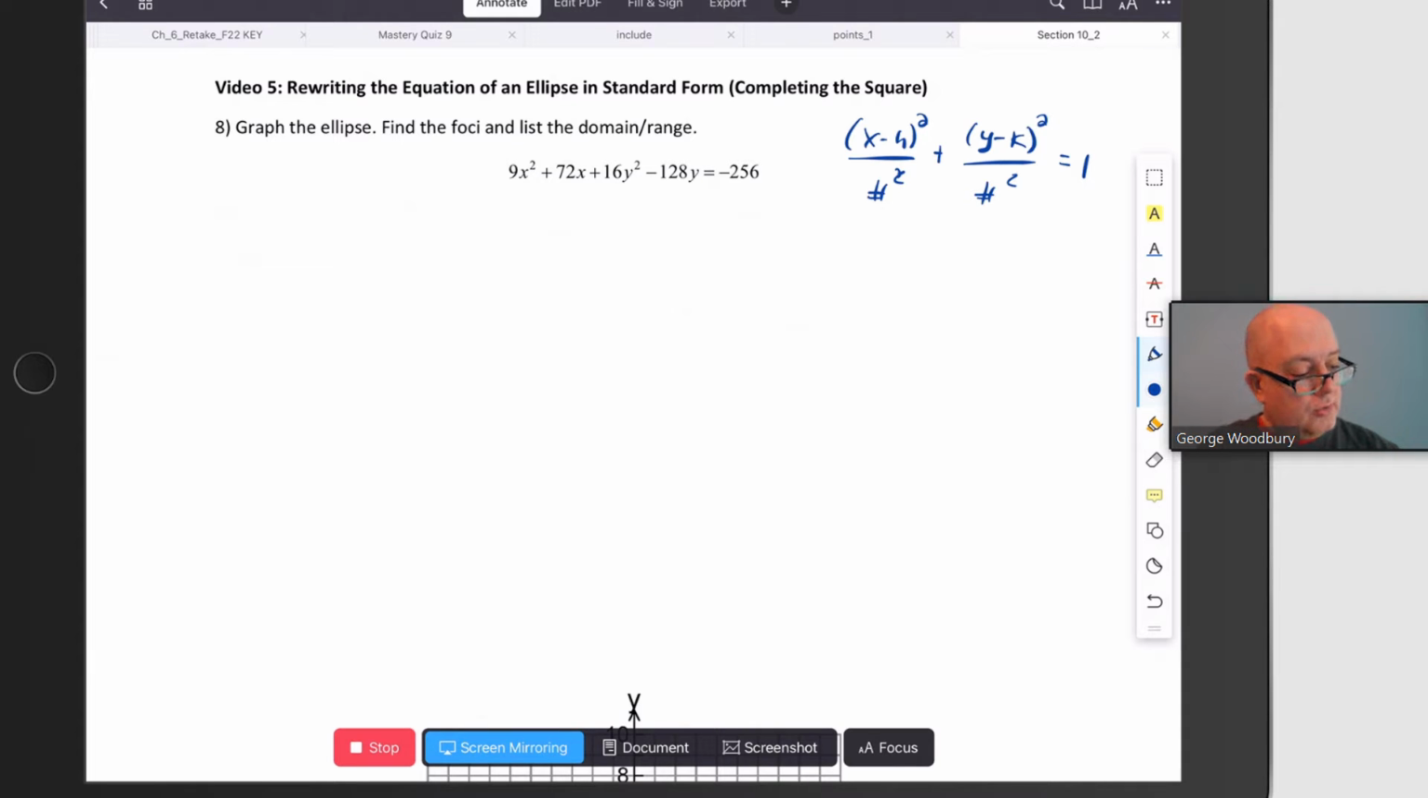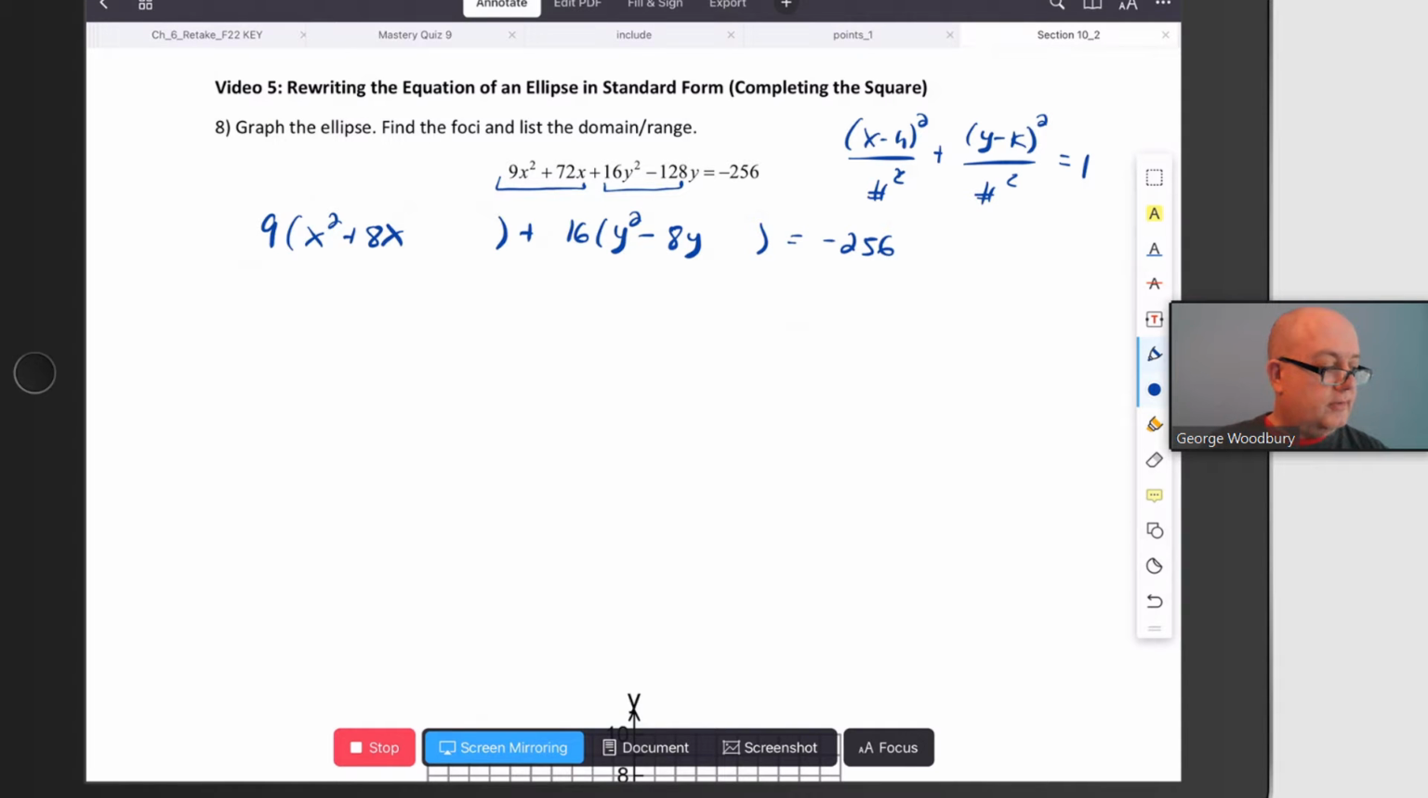So we're going to complete the square on both x and y, and then whatever constant we have left on the right-hand side, we'll divide everything through by that so that we can get it in the form where the equation has equal to 1 on the right-hand side. So for x, I'm going to factor out the 9 times x squared plus 8x. I'm going to leave some space, plus do the same thing for y. Factor out the 16. Negative 128 divided by 16 is negative 8. So minus 8y. Leave some space, and that equals negative 256.